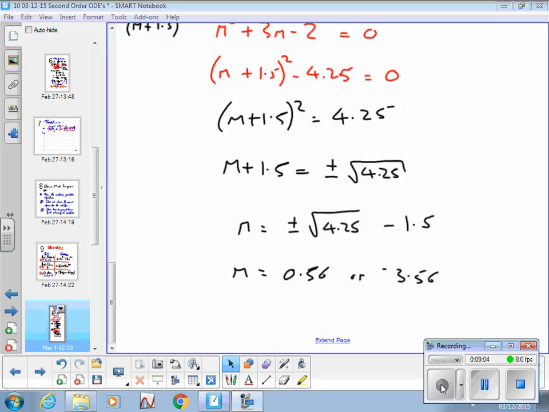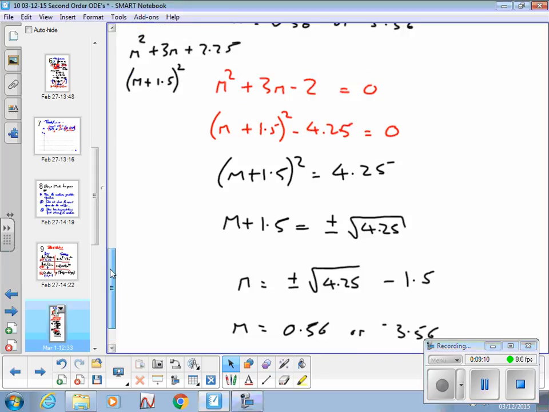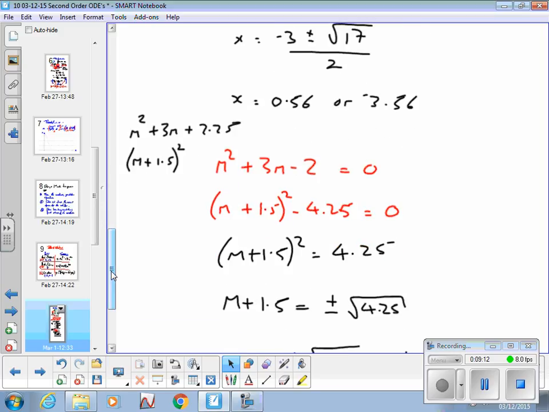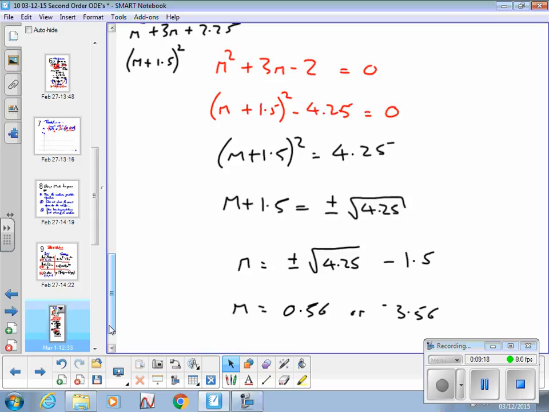I don't mind which way you use. If you like that perfect square method, then use it. You're probably more used to the quadratic formula method, though. So long as you get the roots, that's the point. So we've solved it, and we've got m equals 0.56 or minus 3.56.